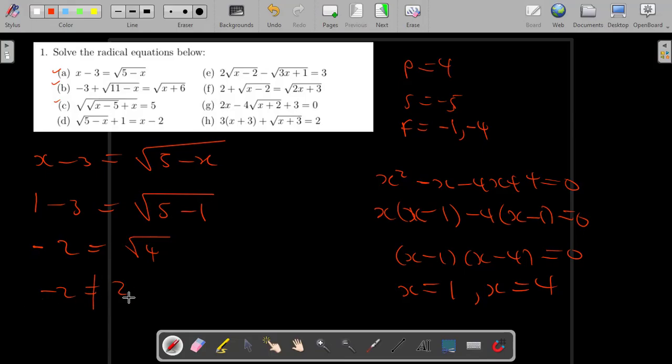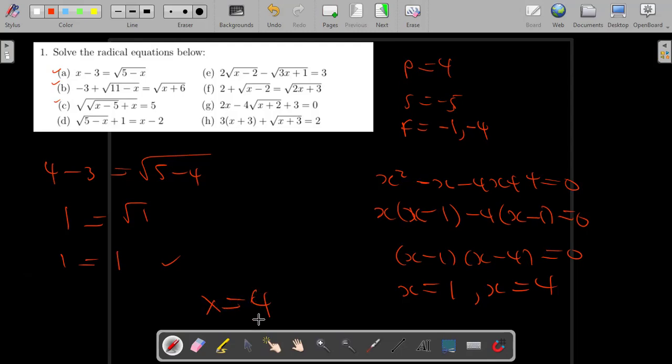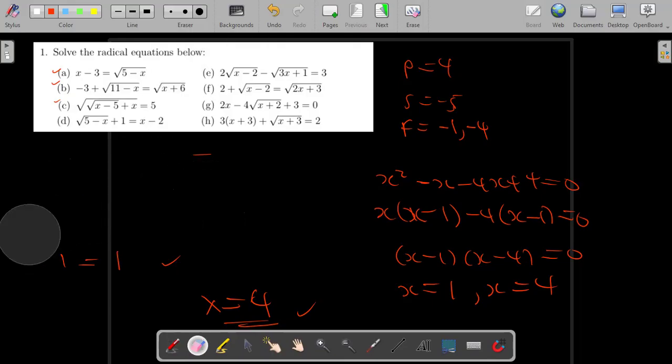This here is not true, so this looks like an extraneous solution. Let me try the other one. The other one is 4, so I get 4 minus 3, and this is going to be the root of 5 minus 4. This gives me 1, the root of 1, which is just going to be equal to 1. So I have 1 equal to 1, that is true. Meaning the only solution here is x equal to 4. So 1 is not a solution of this radical. That's how you find that. Okay, in the next one, you see that we have another one, a bit more complicated than what we just had.